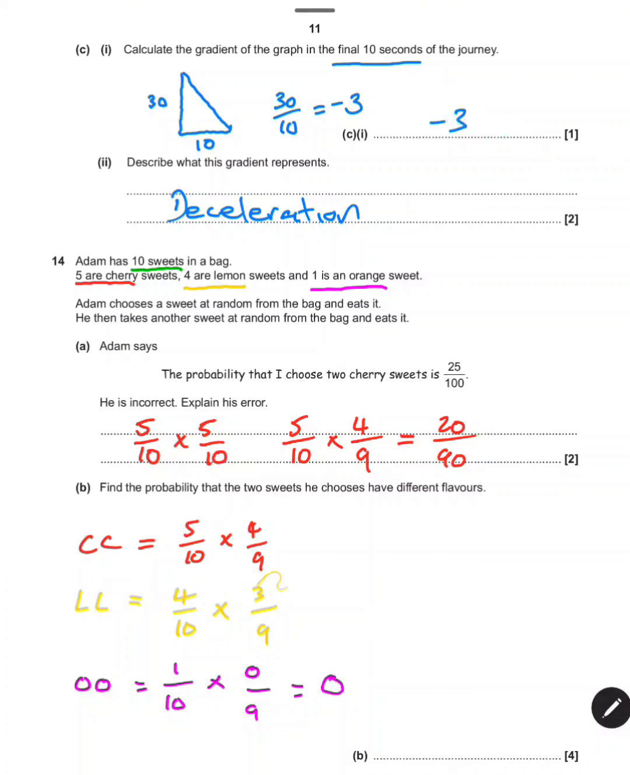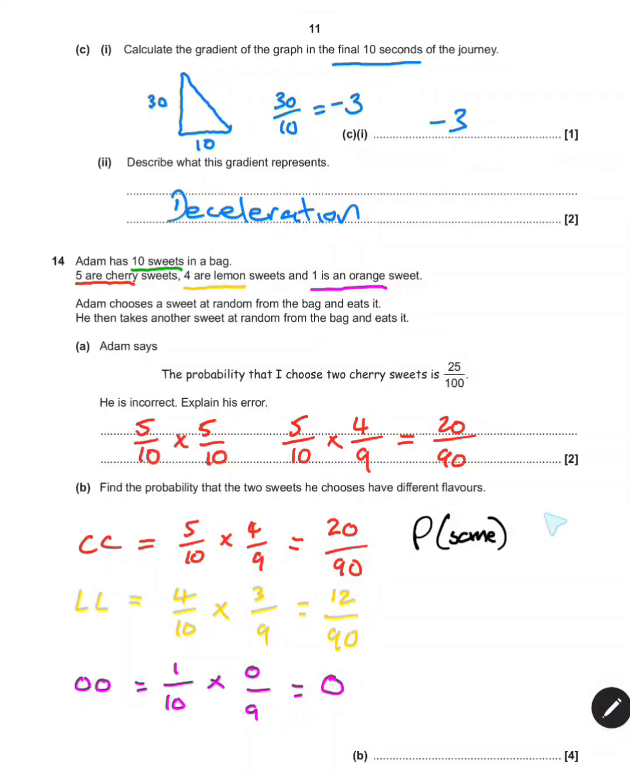Probability of lemon, 4 times 3 is 12. 10 times 9 is 90. And we already worked out cherry above. That's 20/90ths. If we add these together, we get the probability of the same sweet chosen.